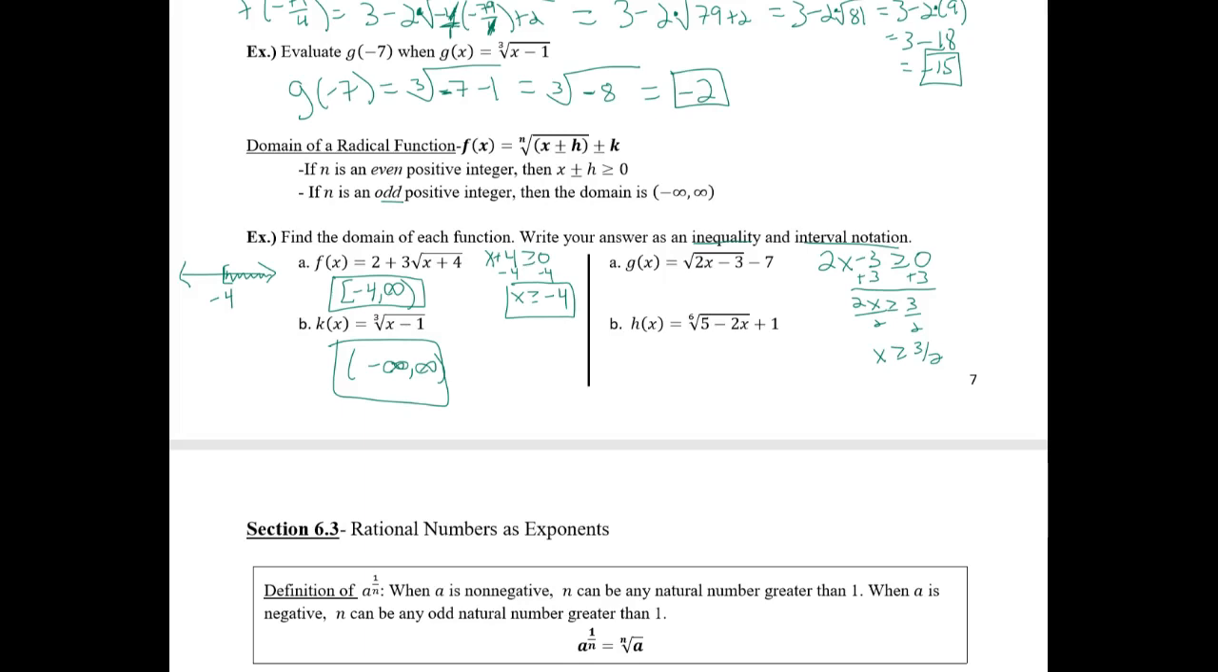So greater than or equal to on a number line, again that means I am shading up, and I'm including 3 halves as part of my answer because I can take the square root of 0. I just can't take the square root of a negative number. So there's the inequality. The interval notation would be from 3 halves, or 1.5, up to infinity.